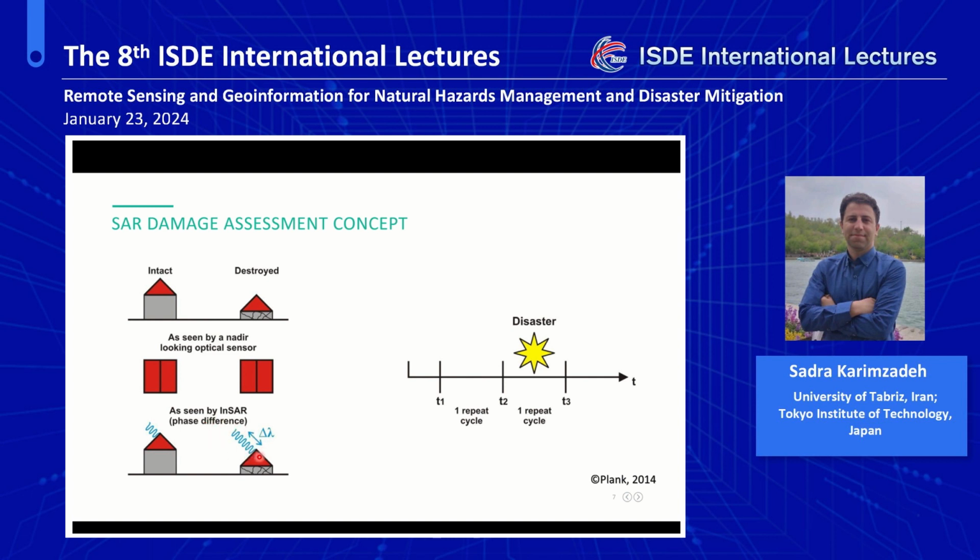So this phase difference is important and we can use it to understand the extent of damage. As you can see on the right side, you need at least 3 images at times T1, T2 and T3, and then 2 repeat cycles for InSAR or interferometric analysis: between T1 and T2, let's say, as the first cycle, and also T2 and T3 as a second cycle. And you see that a disaster like an earthquake happened between time 2 and time 3.